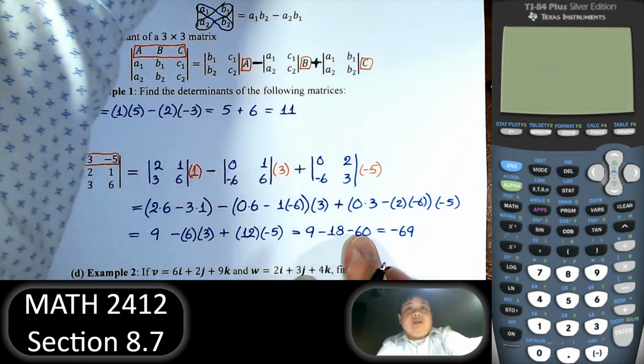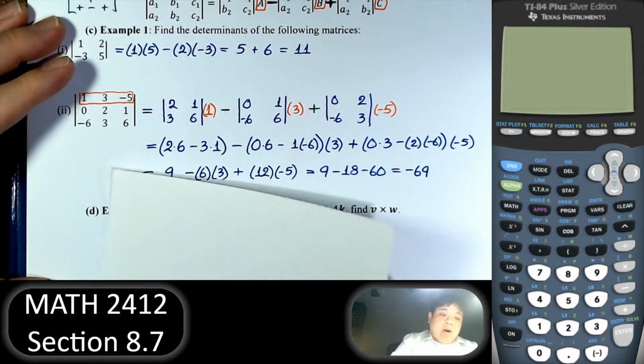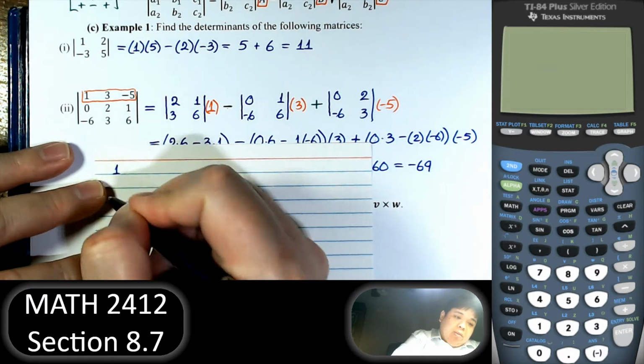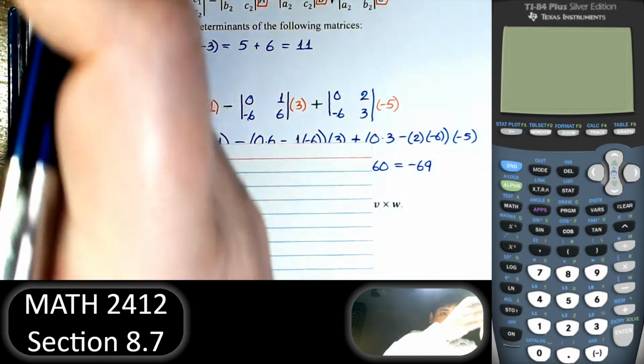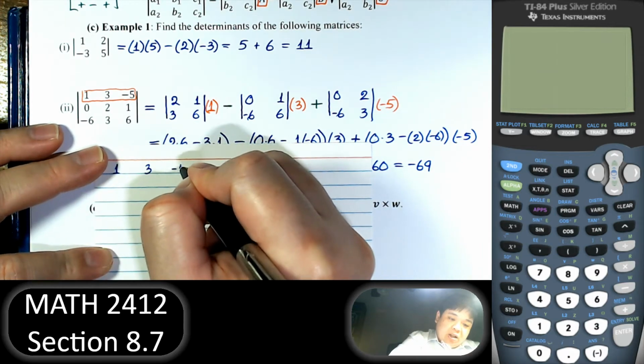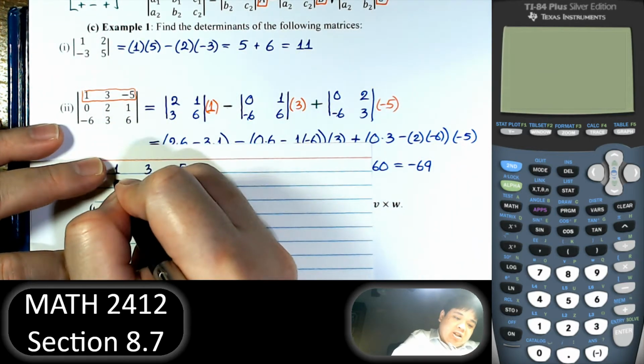Now, of course, we can evaluate this along any row, any column. So let's do that differently. Now, by the way, for the determinant, we use the straight bar instead of the bracket. The bracket is the matrix, 2 vertical bars is the determinant.